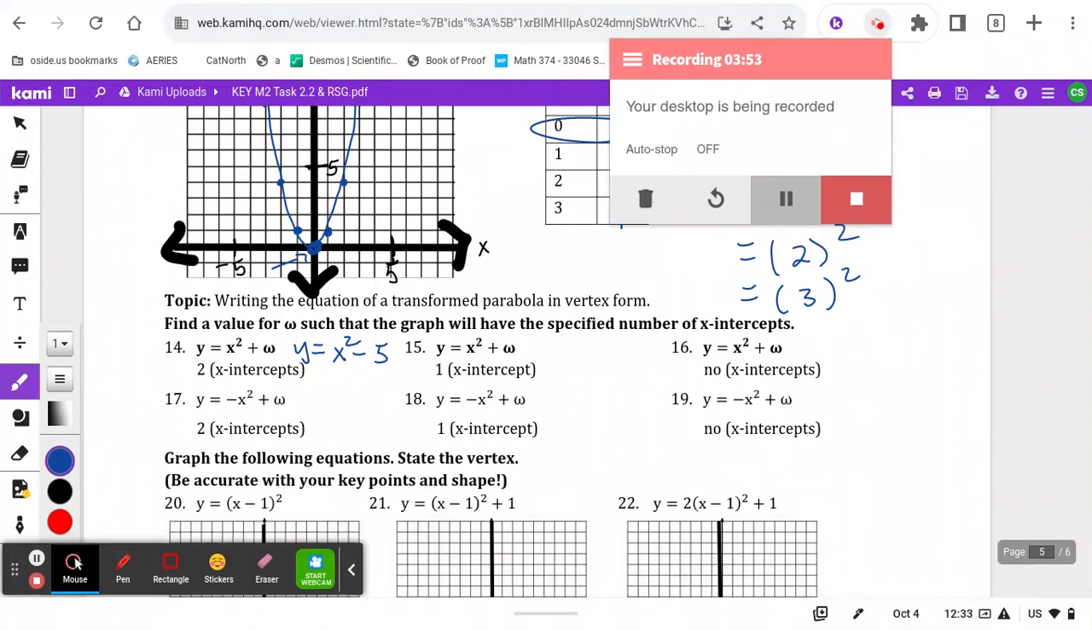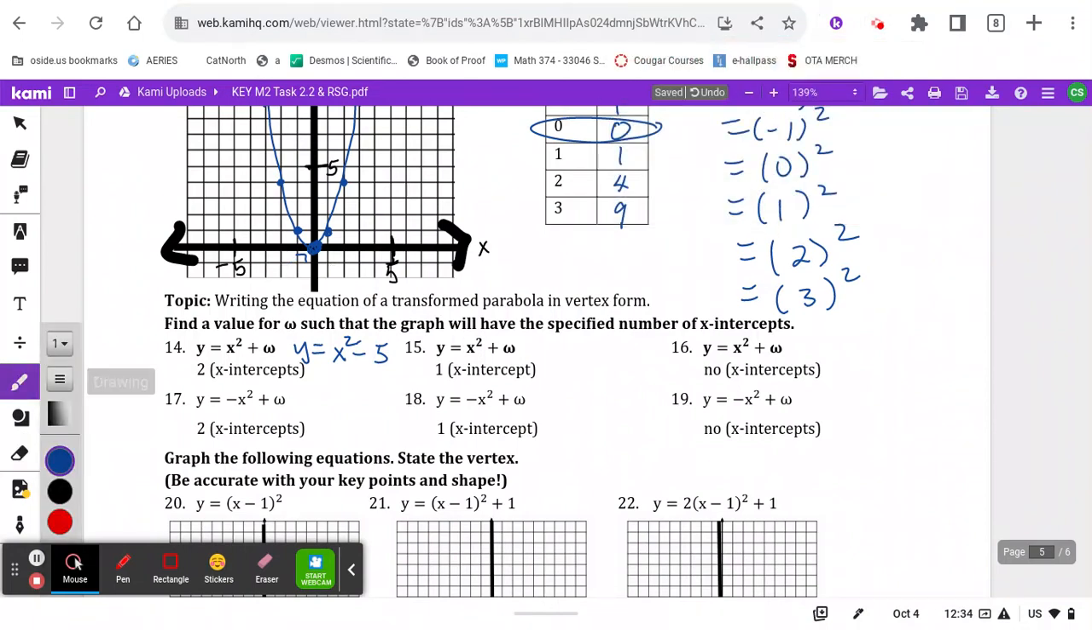So for this one to have 1 intercept, if the original parent graph has 1 intercept, we can just move it right or left, right? So here I go. I could literally just make this x minus any number, and that would move it right, or I could make it x plus any number, and that would make it move left. So either way, moving it right or left along that axis still will give it 1 x-intercept.